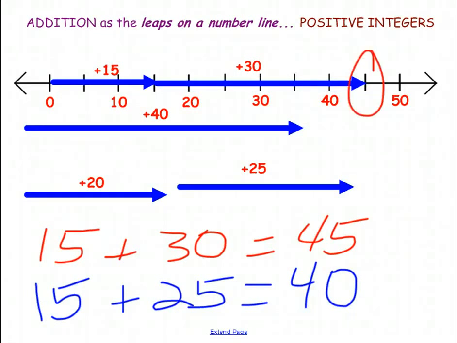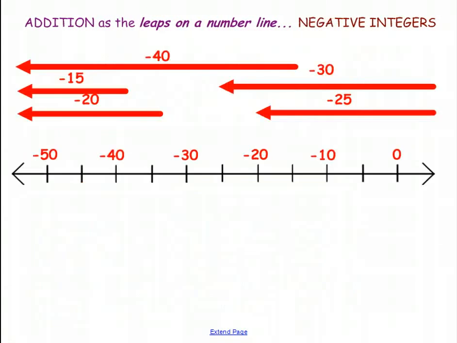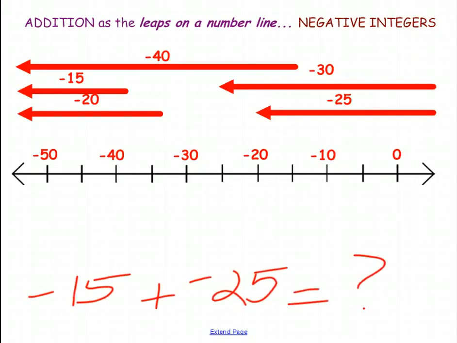Now, what if we're talking about all negative integers, and our negative integers are just understood as leaps in the negative direction on the number line? If our positive integers are leaps in the positive direction, the negative integers should just be leaps in the negative direction. So negative 15 plus negative 25 then is going to be equal to what?